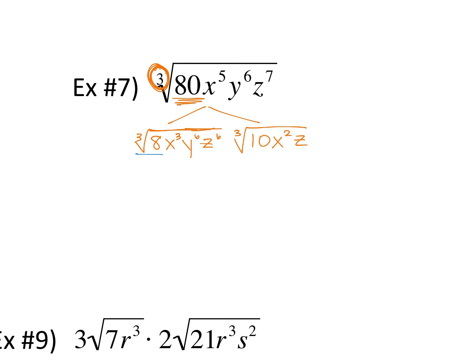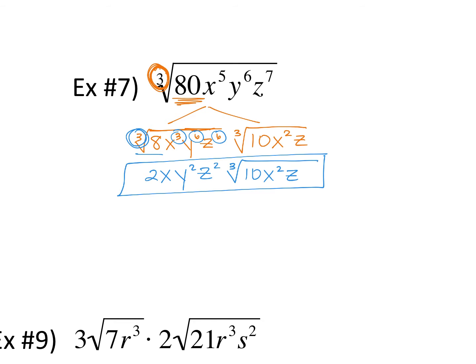What is the cube root of 8? 2. What's the cube root of x to the 3rd? X to the 1st, right? 3 divided by 3. What's the cube root of y to the 6th? Y squared and z squared. Okay, so it's just your number divided by your index. And then what you're left with, don't forget to put the little 3 in there, the cube root of 10x squared z, and that will be your answer.